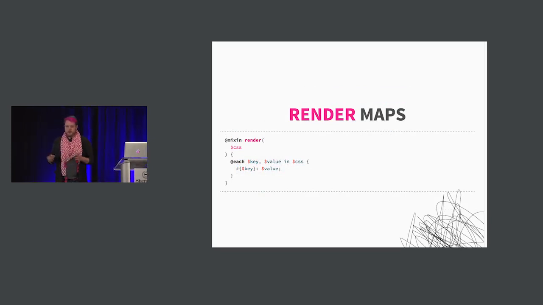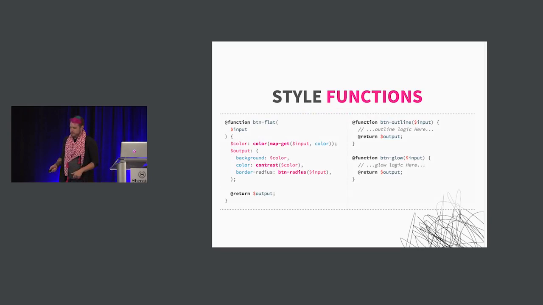So this is rendering. I use this function all the time. This just takes a map that looks like CSS and turns it into CSS. So we can create these output maps that are just CSS in map form, and we can do any manipulations we want. And then when we're done manipulating it, we just pass it to the render function, and it prints as CSS. So that's really handy for this.